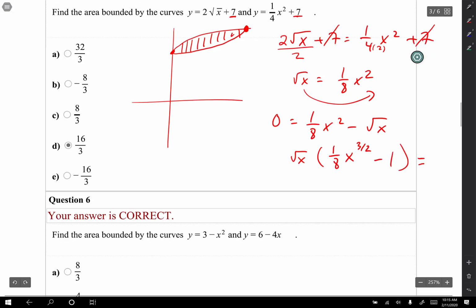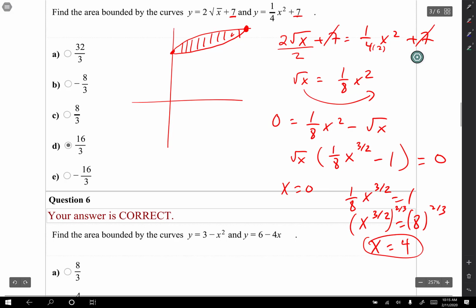Remember all this equals 0. So one answer is 0, which is obvious. And the other answer, let's see, 1/8 x to the 3/2 equals 1, times 8. x to the 3/2 equals 8. Raise it to the 2/3 because you just want x. So the cube root of 8 is 2, and 2 squared is 4. So there it is. And then I just test it.